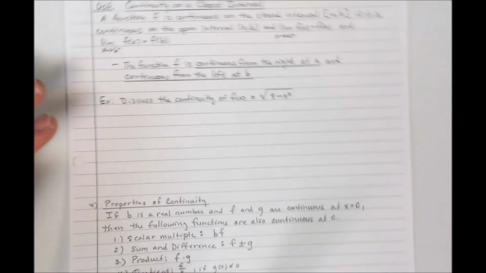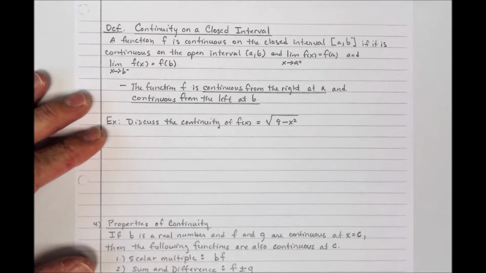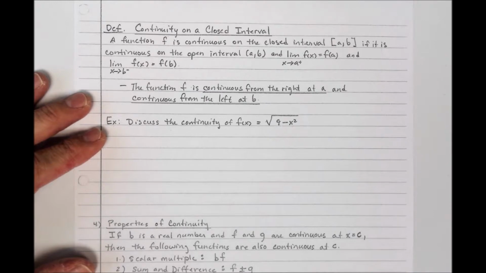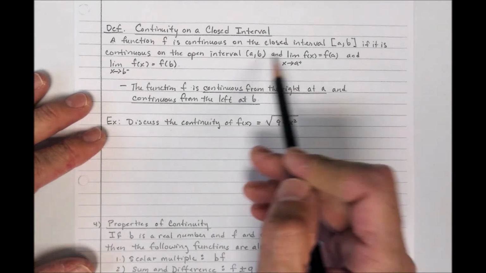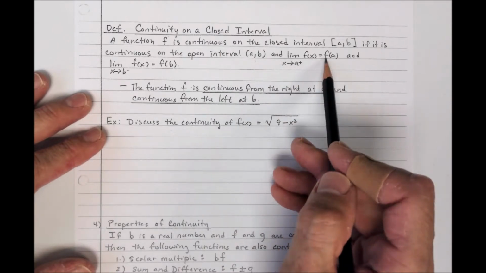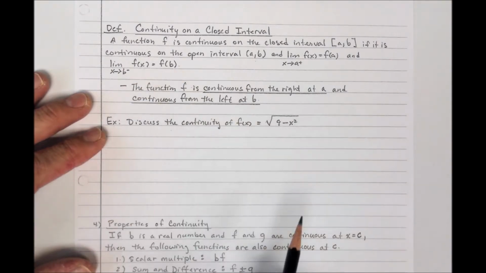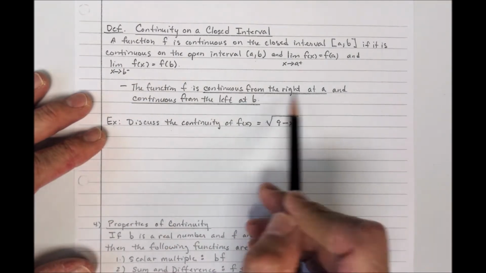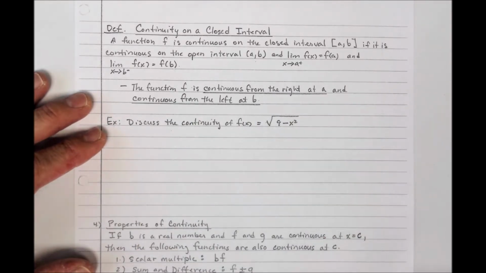Now let's get back to that closed interval. All right, continuity on the closed interval. A function f is continuous on the closed interval from a to b if it's continuous on the open interval a, b. Now I'm kind of restating this, but a little bit more formally. And the limit as x approaches a from the right of f of x is equal to f of a, and the limit as x approaches b from the left of f of x is f of b. All right, the function f is continuous from the right at a and continuous from the left at b. When we have a closed interval, that's how we can discuss that.